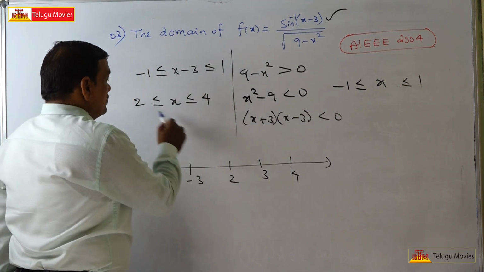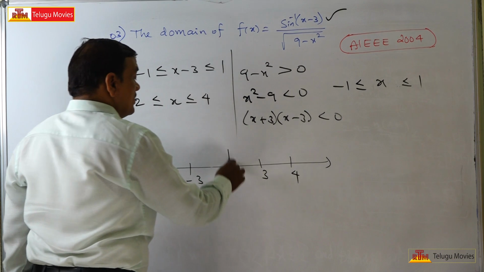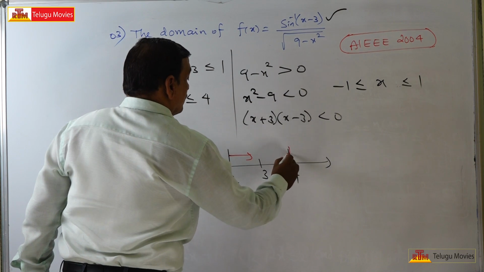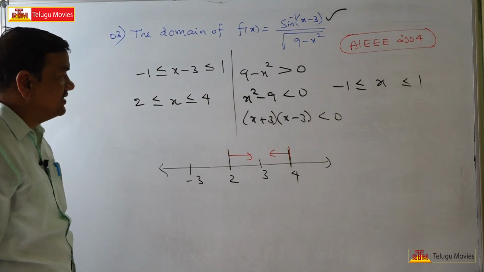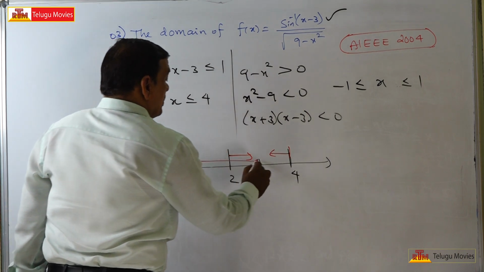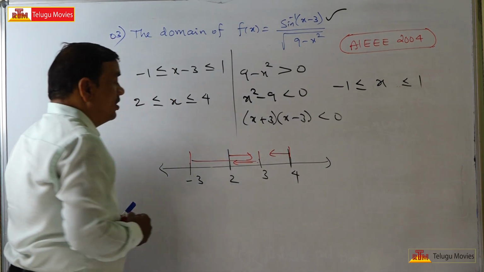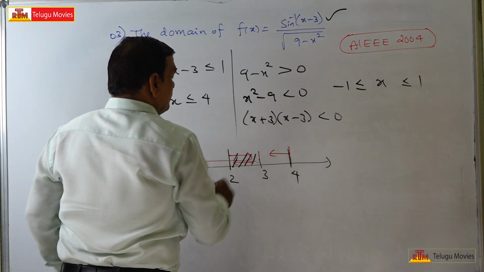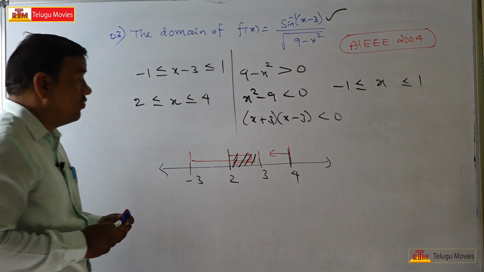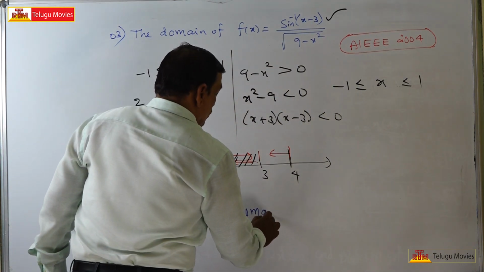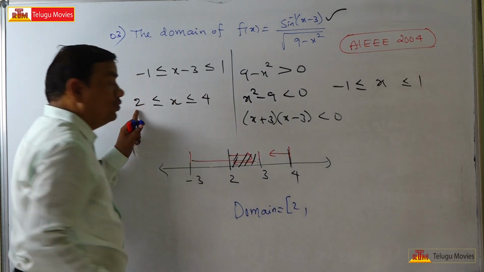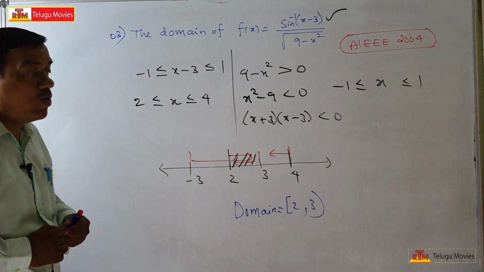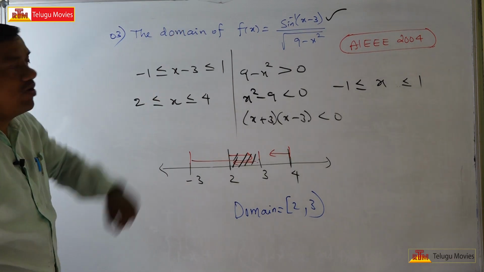First thing, 2 less than or equal to x less than or equal to 4 means x value lies between 2 and 4 including 2 and 4. x plus 3, x minus 3 less than 0 means x lies between minus 3 and plus 3. Is it the common part? Yes, it is a common part. Therefore what is the domain? Your domain is given by closed bracket 2 comma open bracket 3. This is the domain of the given function.